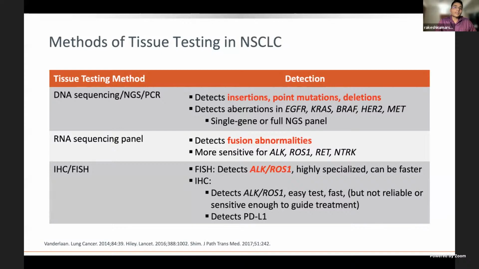What are the various methods to test mutations? These can be done with DNA-based sequencing with NGS, PCR, RNA sequencing, and IHC testing. DNA-based sequencing can detect almost every kind of mutation except fusions, for which RNA sequencing is preferred. IHC is basically used for ALK and ROS1. It is a sensitive but not a reliable marker to guide treatment, and it has to be reconfirmed. But IHC is a reliable marker to detect PDL1, for which various platforms are available. Commonly used is the Dako platform, although Ventana SP263 is also commonly used.